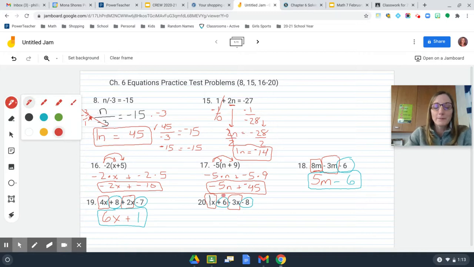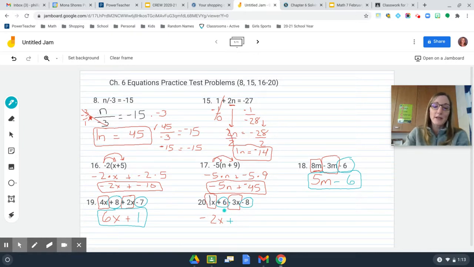All right, so let's start combining. I have a positive 1 and a negative 3 with my x's here. Positive 1, negative 3, negative 2x. Okay, constants, plus. I have a positive 6 and I have a negative 8 here. Positive 6, negative 8, negative 2. Final, negative 2x plus a negative 2. So when you're combining your like terms, just be very careful with those positives and negatives that go with those number values and use your integer rules.